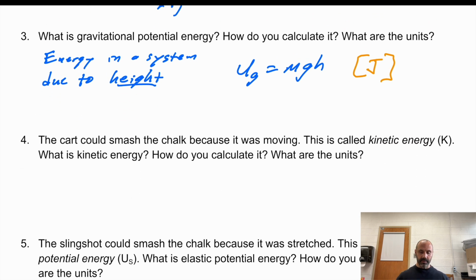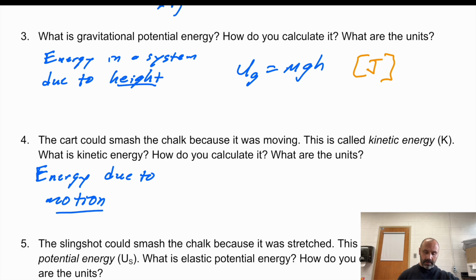It says the cart could smash chalk because it was moving. This is called kinetic energy. The way I abbreviate kinetic energy is with a capital K. Okay, and so what is kinetic energy? How do you calculate it? What are the units? Okay, so kinetic energy is energy due to motion. Right? That's why the cart was able to smash the chalk. That's why it had energy. It was because it was moving. The way that we calculate kinetic energy is 1/2 mv squared. And the units are joules.